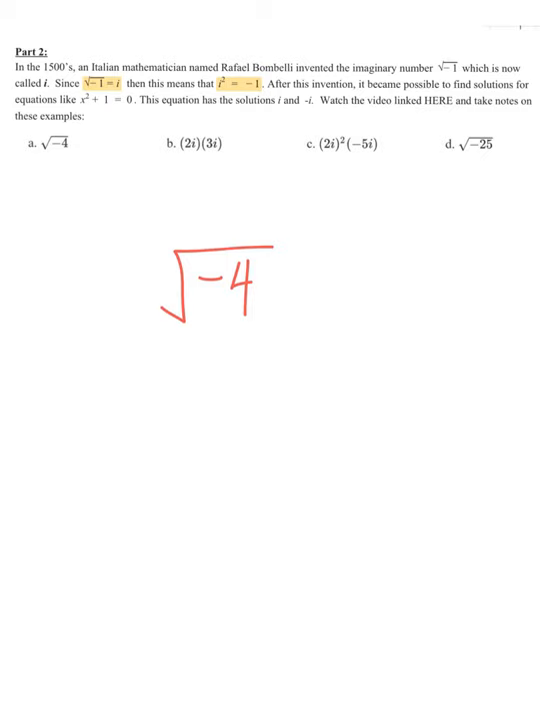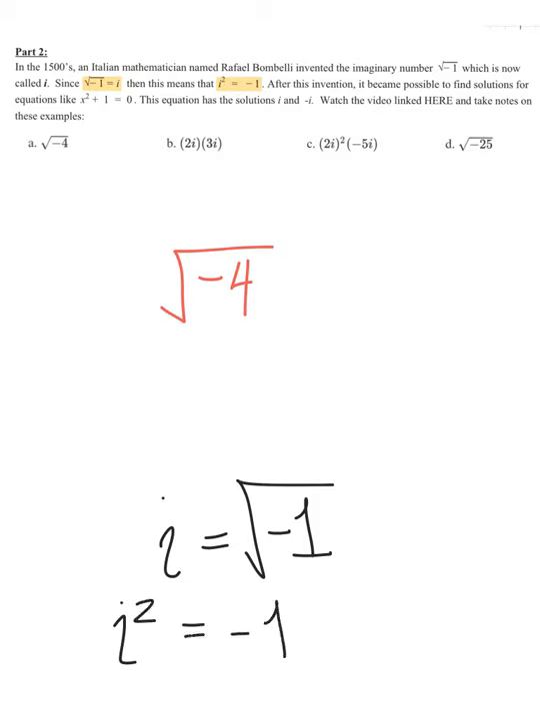And so what we know now is that we're going to use I to represent the square root of -1. So anytime we see the square root of -1, we can replace it with I. The other thing we know is that if we square both sides of that equation, if we have I squared, that's going to equal -1.